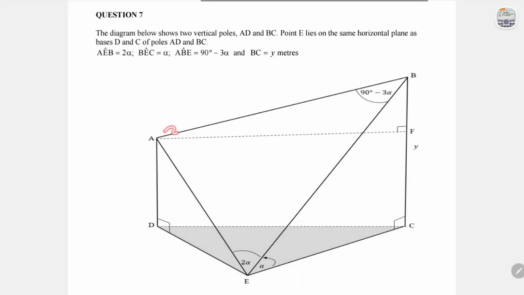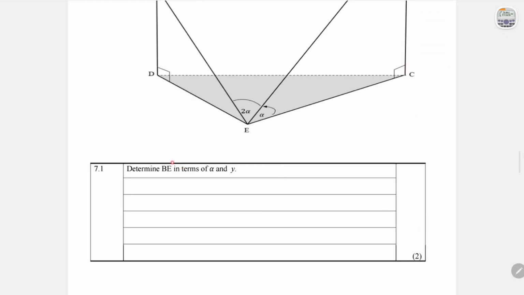Question 7 says the diagram below shows two vertical poles, AD and BC. Point E lies on the same horizontal plane as the bases D and C of the poles AD and BC. And then they tell us these angles that we have. AB is equal to 2 alpha, BEC is alpha, ABE is 90 degrees minus 3 alpha, and BC is y meters. And the first question is to determine BE in terms of alpha and y.